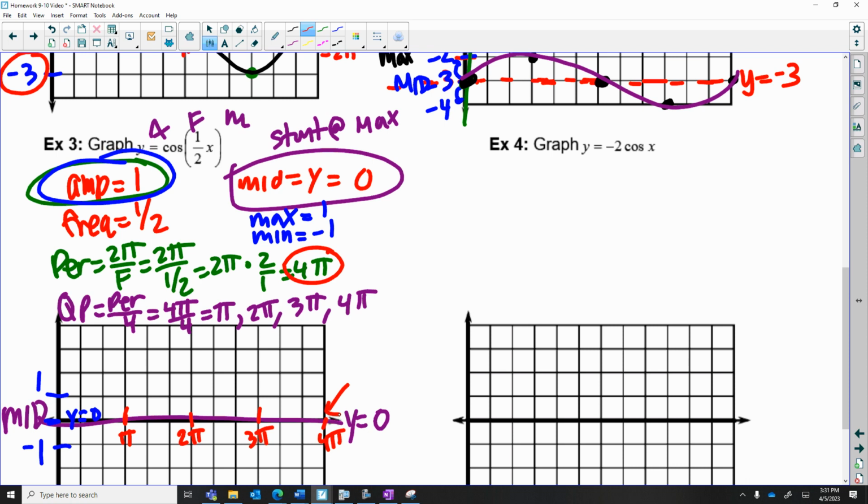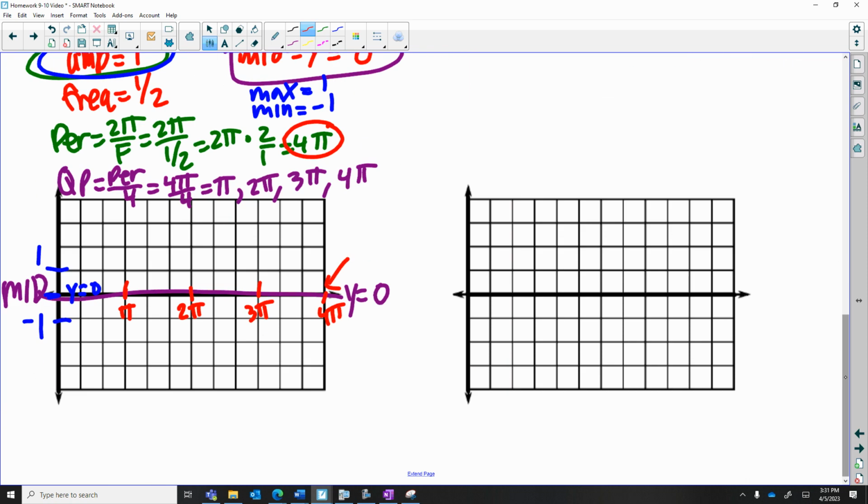So this is cosine. It's going to start at the maximum. So we said the maximum here is 1. So we're going to go to 0, 1. Then we're going to go midline, minimum, midline, maximum. So here is your one smooth cosine curve. And then the last one.